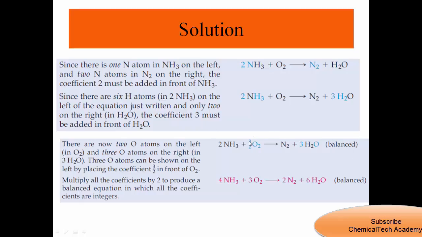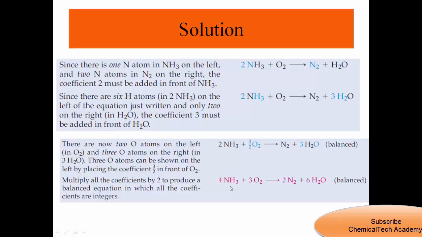In order to get rid of this fractional unit, we need to multiply all these stoichiometric coefficients by a proper number, which is going to be 2. If we multiply all of them by 2, we get rid of this fractional number. So we need to multiply all the equations by 2 to produce a balanced equation in which all the coefficients are integers. So we have 4NH3, 3O2, 2N2 plus 6H2O.